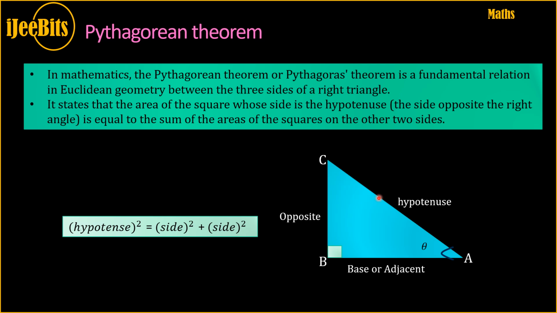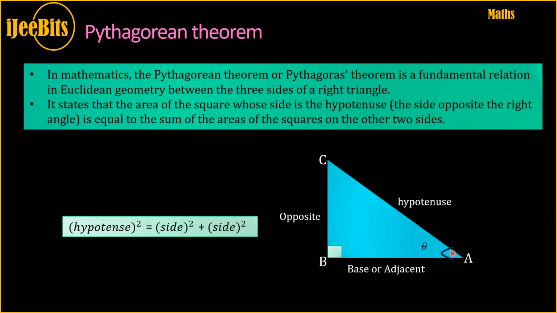Look at this diagram. If I have a right angle triangle, within the right angle triangle, if I am observing from this point, in that case, which side is opposite to mine?